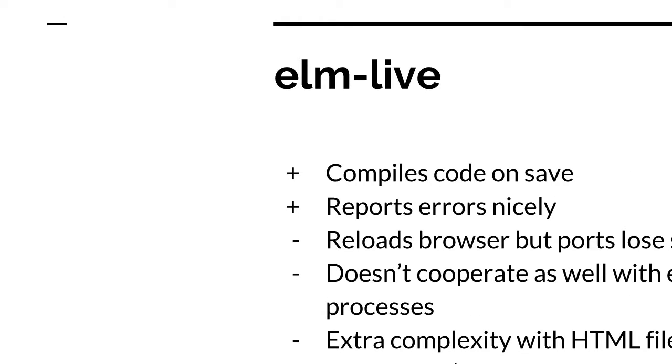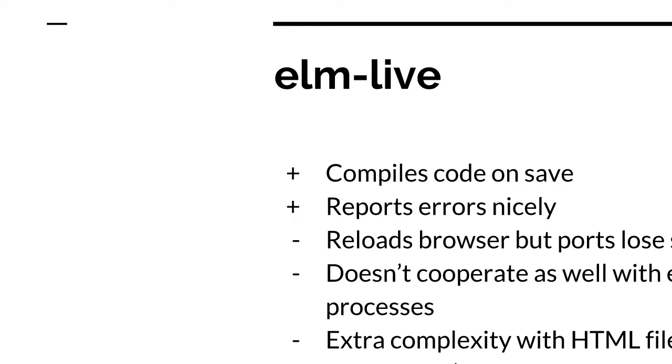And the other one, Elm Live, which I see a lot, as I said, in the Elm Slack channel. It compiles your code on save, just like Elm Reactor. It reports your errors nicely in your browser or in your terminal. It reloads your browser for you, but you still lose some state, not all. For instance, you can have your model. It will save those states, but if your model interacts via ports, you will lose that state.